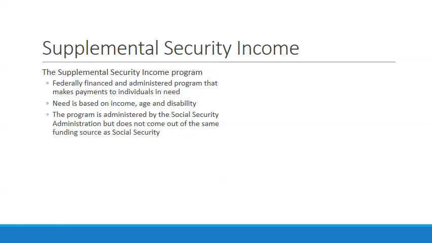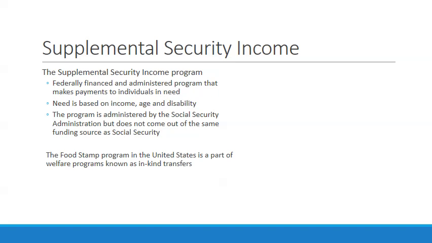So it's administered by the Social Security Administration, but it doesn't come out of the same funding source, which is an important thing to remember, because if they were to come out of the same funding source, Social Security would dry up pretty fast. The food stamp program in the United States is a part of welfare programs known as in-kind transfers. When you talk about an in-kind transfer, basically what we're talking about is just moving money from one group to another. And essentially what food stamps are doing is distribution of goods and services rather than cash transfer.